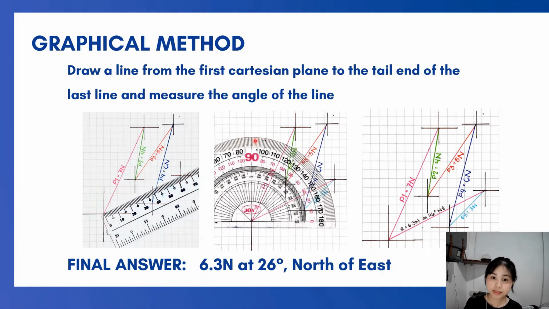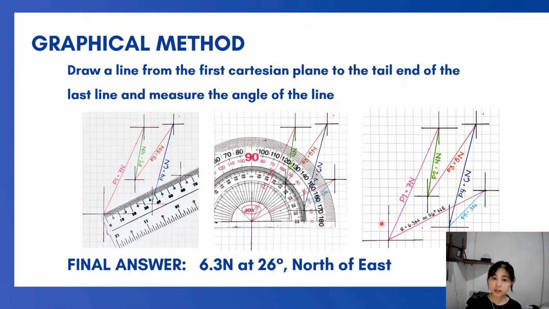And once we have that down, we can measure the angle by placing our protractor on our very first Cartesian plane, and we try to identify the angle of the line connecting the first and last points. As we can see in our picture, it measures out to about 26 degrees northeast since our protractor is placed horizontally. And we finally have our resultant vector for the sample problem. So our final answer is 6.3 N at 26 degrees northeast.